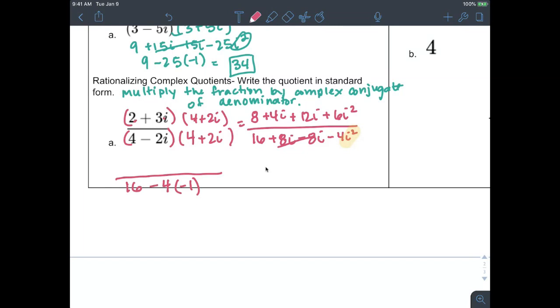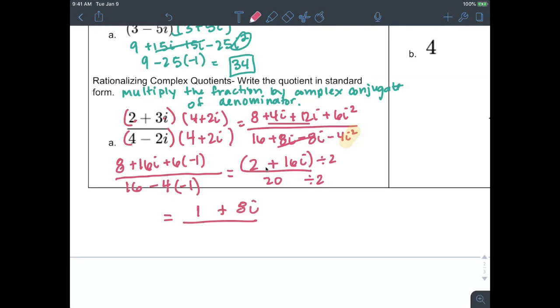I'm going to simplify the top. We get 8 plus 4i plus 12i is 16i, and then plus 6 times negative 1 for my i squared. And I get 8 minus 6 is 2, plus 16i over 16 plus 4 is 20. I can divide the top and the bottom by 2, giving me 1 plus 16 divided by 2 is 8i over 10. And we are done there.